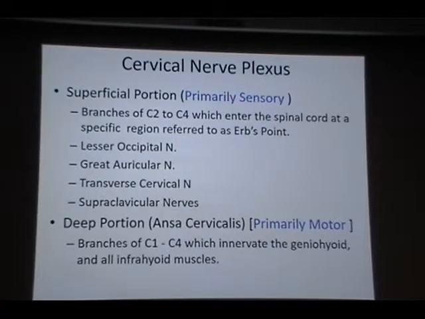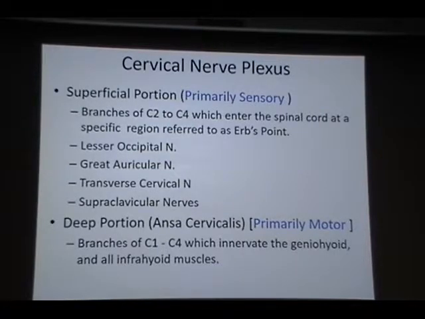These are innervating skin from a sensory perspective. They are actually coming out on the outside of the platysma muscle to do this, and they are coming from their spinal rami or roots, and these are anywhere from C2 down to C4. There's a deep portion of this plexus, though, that is pretty much motor.